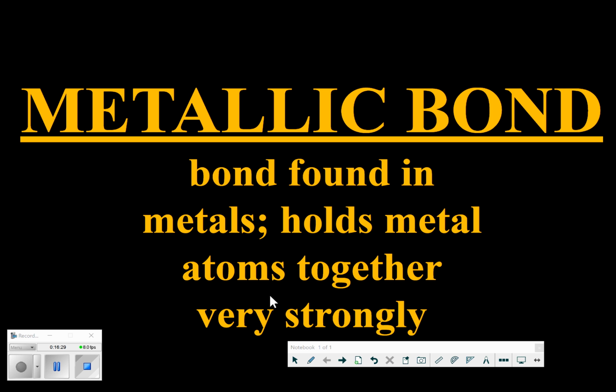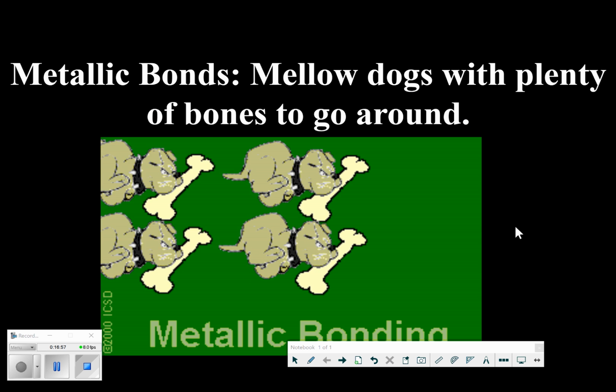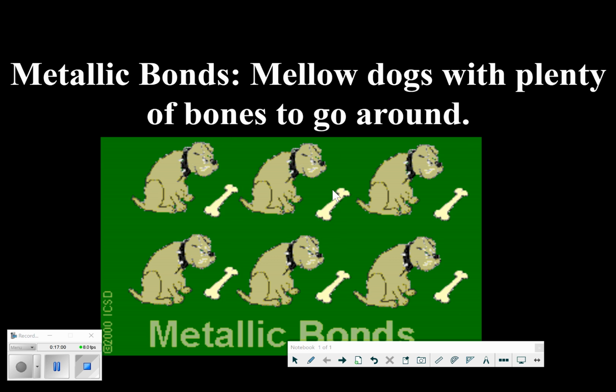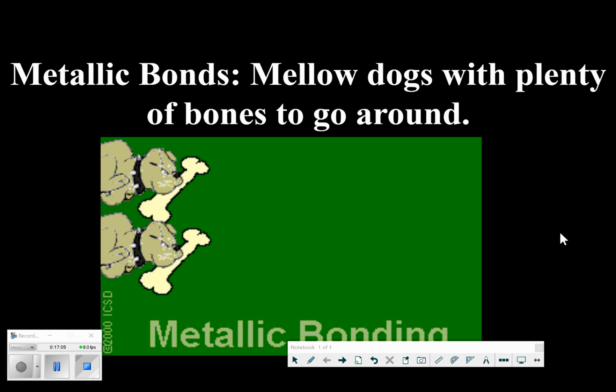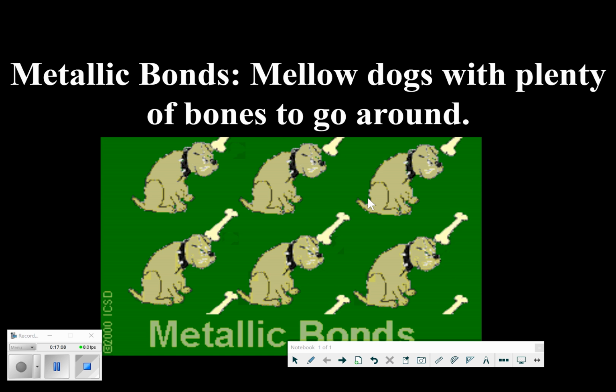They hold the metal atoms together very strongly. I want you to think of stepping stones in the water. The stepping stones are the nuclei of the atoms. When you have a metallic bond, the electrons just flow through the whole thing. They all share it. So the electrons are like the water flowing around the stepping stone nuclei. Okay, watch here. You see how the electron bones are just flowing around the dogs.